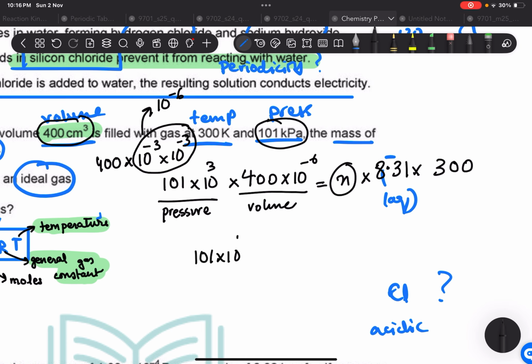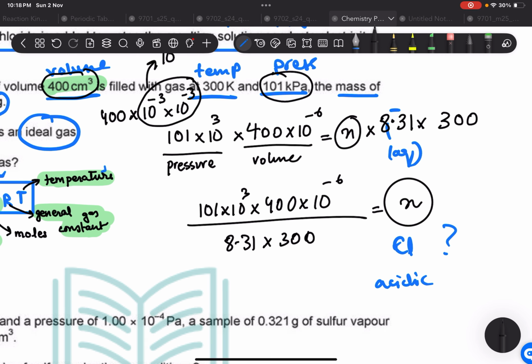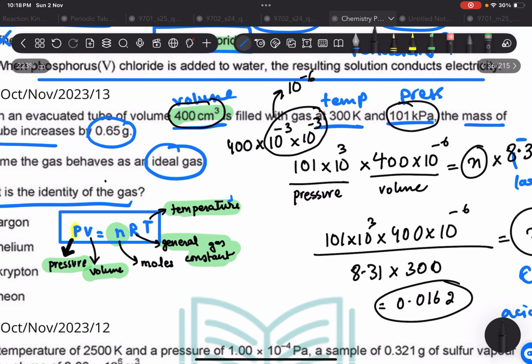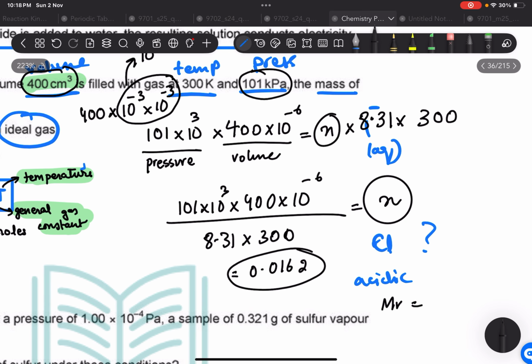What do you do? 101 into 10 raised to power 3 multiplied by 400 into 10 raised to power negative 6, divided by 8.31 times 300, equals your moles. So let's figure out your moles. In my calculator, what I get is 0.0162. So now these are my number of moles. Now I have my moles, I have my mass. Can't I find the MR? It's simple. MR equals my mass, which is 0.65, divided by my moles, which is 0.0162.